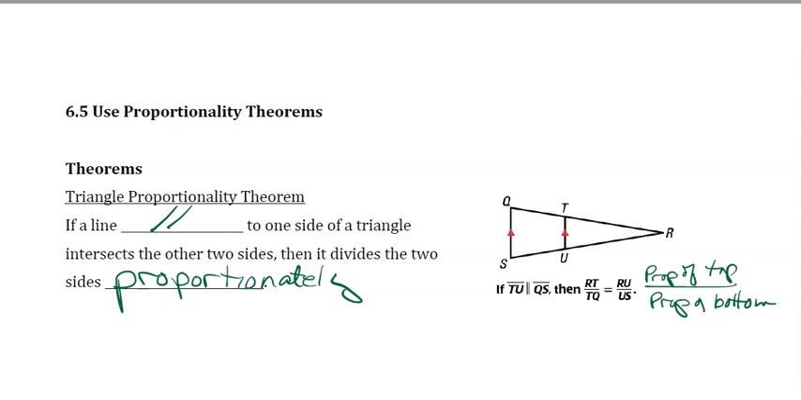This last section of chapter 6.5, we're going to learn how to use proportionality theorems. So our first theorem right here says triangle proportionality theorem.